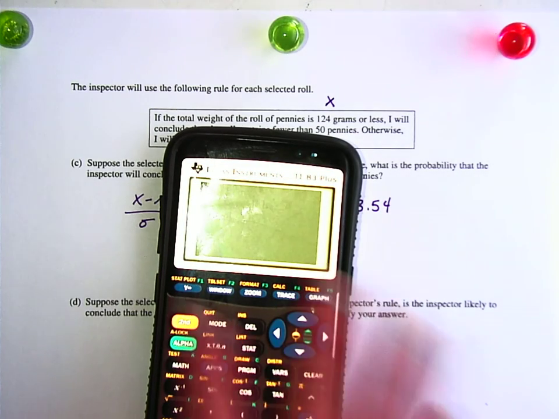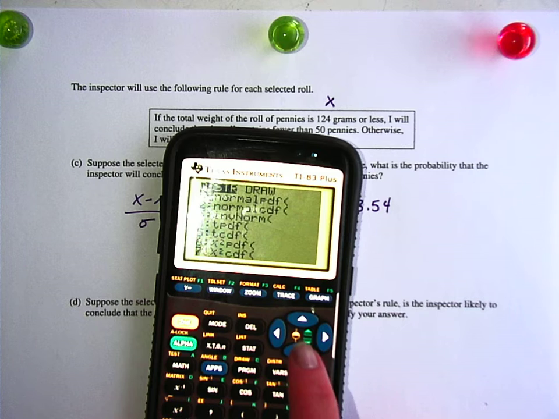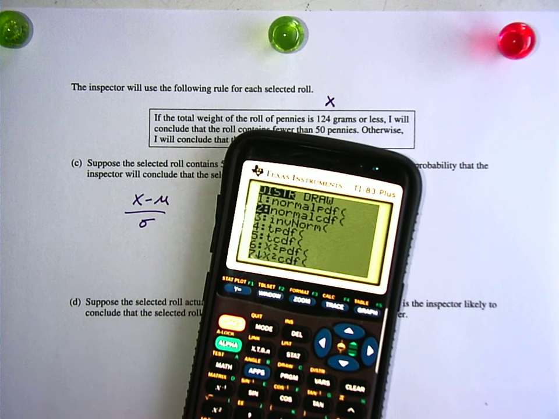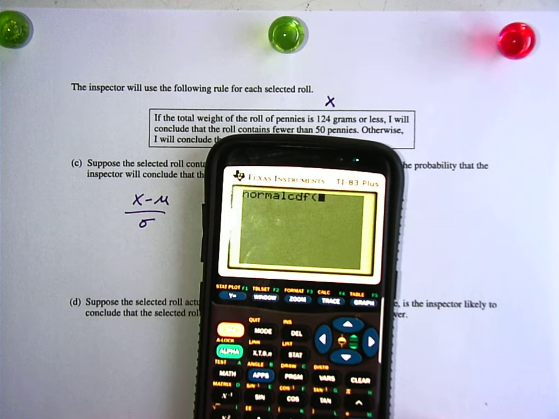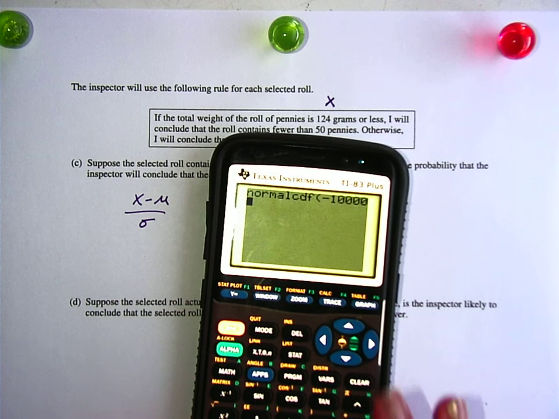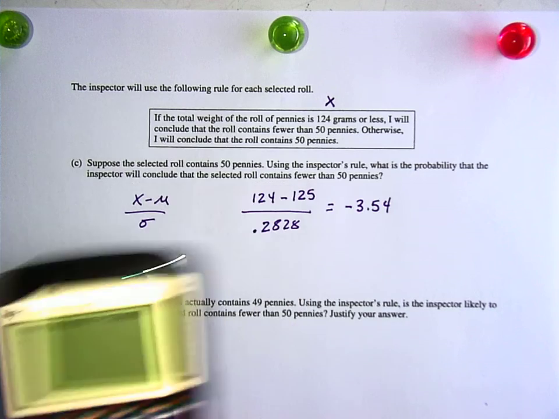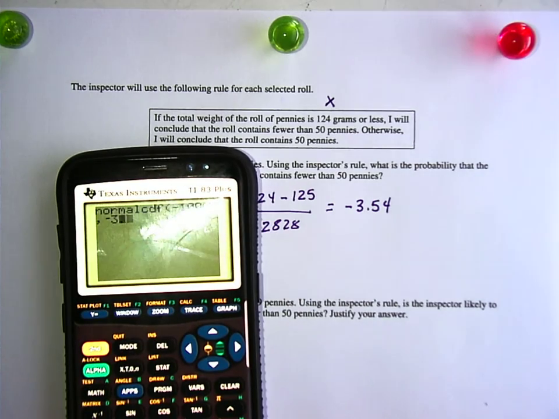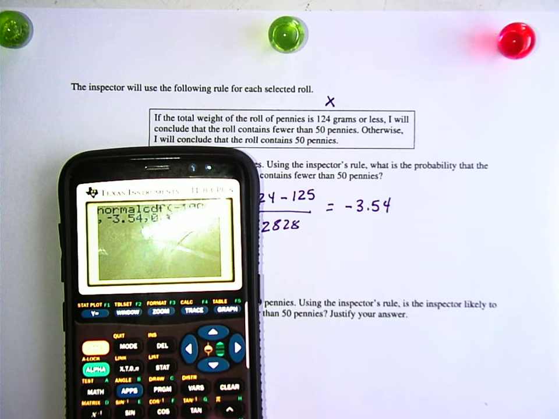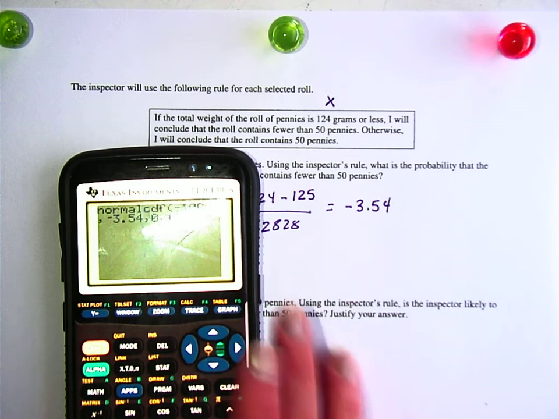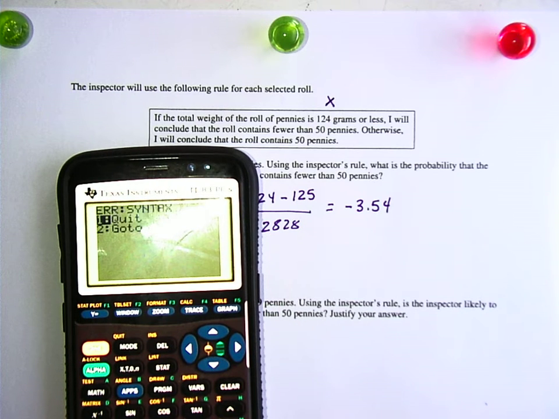And you hit second distribution and hit normal CDF. Remember, CDF means that it's cumulative. Okay, and you're going to put in your low boundary, so I don't know, negative 10,000, and then your high boundary, which is negative 3.54, and then you need 0 and 1, which is the mean and standard deviation of a normal distribution. Oops.